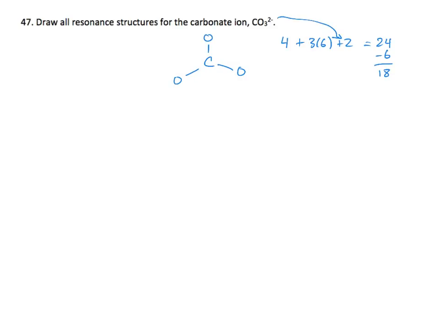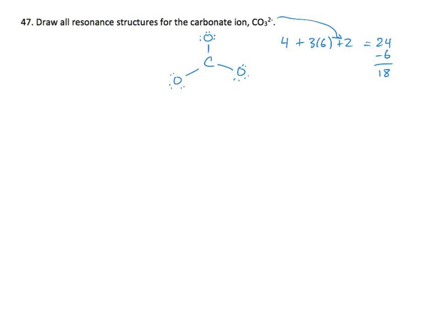Fill up the outer octets. 2, 4, 6, 8, 10, 12, 14, 16, 18. And now we check to see if everything has a full octet. The outer atoms all do, but the central carbon does not. It needs 2 more electrons, and we're in the same situation as we were in the last question, where we need to form a multiple bond between the central atom and one of the outer atoms, and all the outer atoms are equivalent. So we can either use the left-hand oxygen, the top oxygen, or the right-hand oxygen.